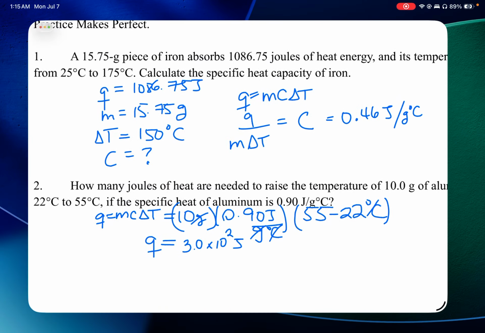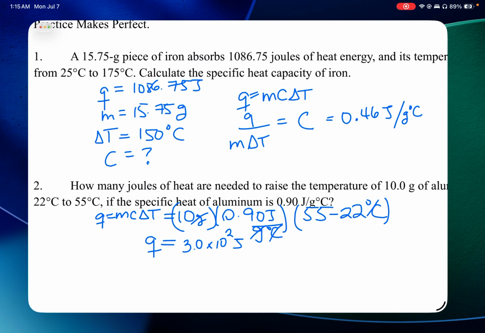And that's it. Now, calculate the specific heat capacity of a piece of wood if 1500.0 grams of the wood absorbs 67,500 joules of heat and its temperature changes from 32 degrees Celsius to 57 degrees Celsius. Okay, so we are wanting to know C. C is in question. And we know mass, so let's write that down.